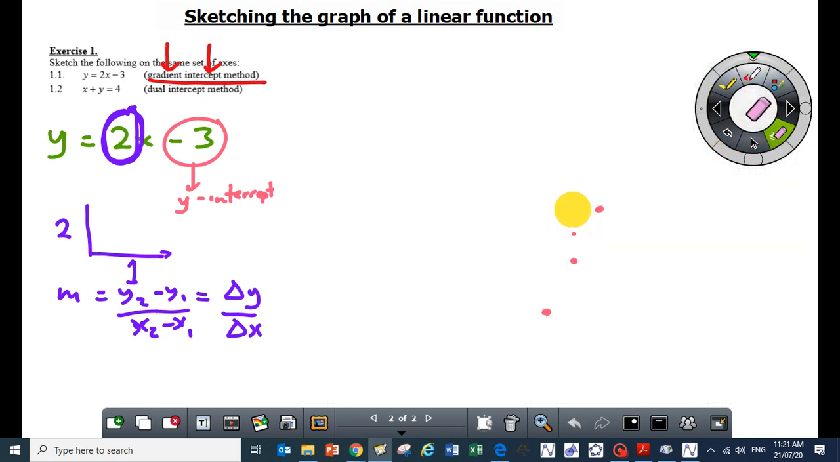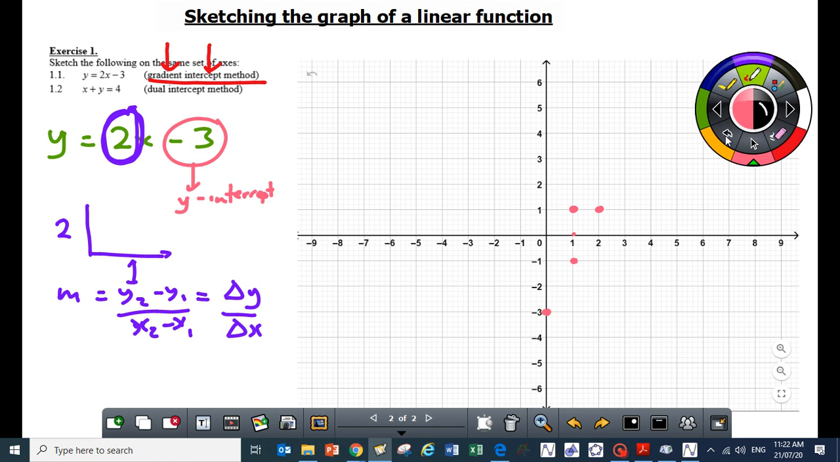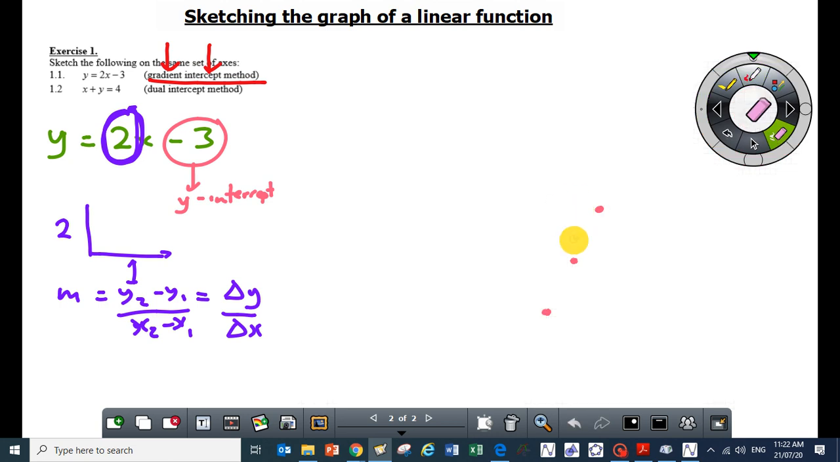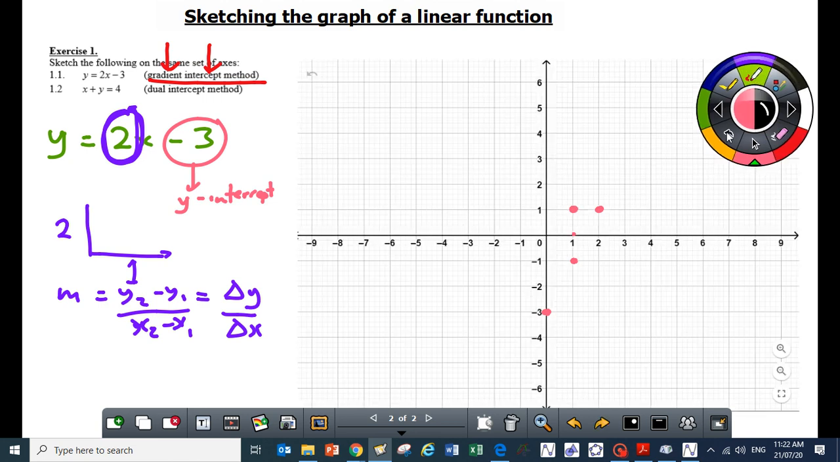Alright? So forget about that. Sure, yes. Would that be like last year? 2 would be the rise and 1 would be the run. Okay, 2 will be the rise and 1 will be the run. So we are saying we are moving 2 units up and one unit to the right.